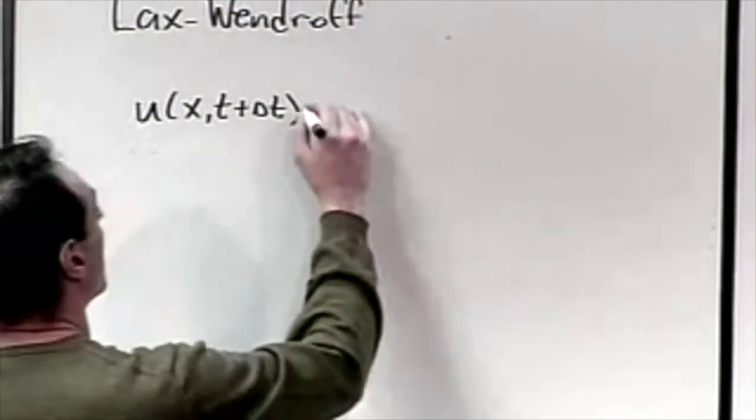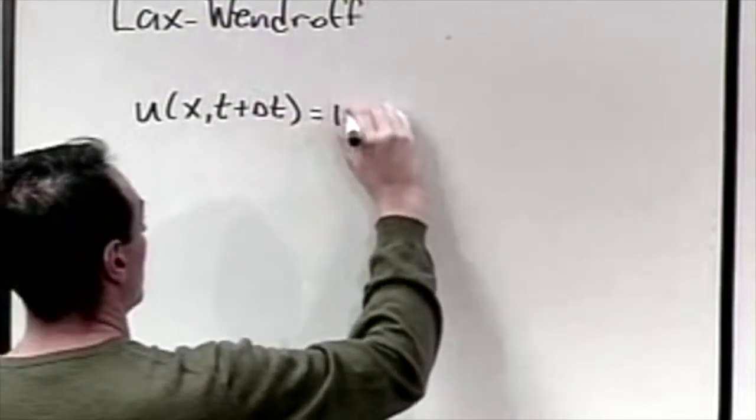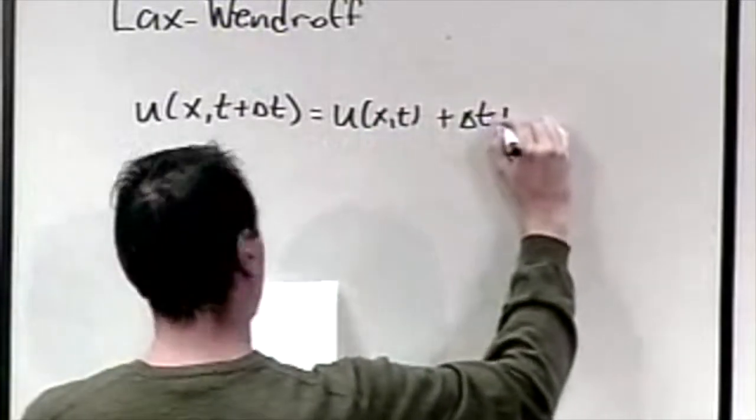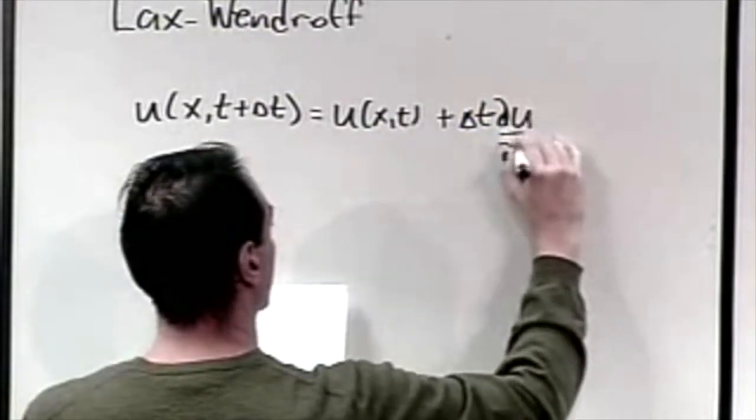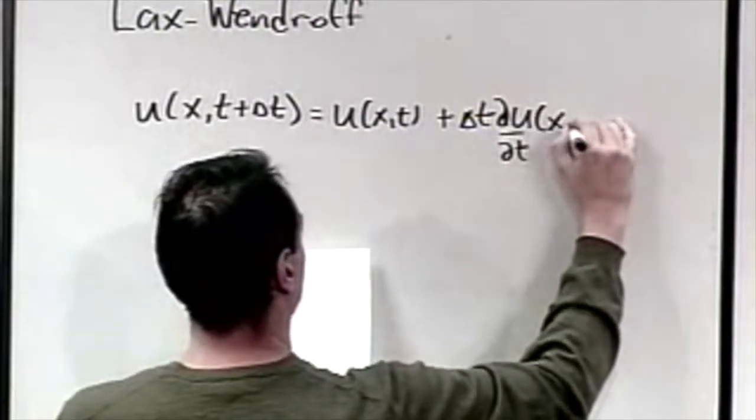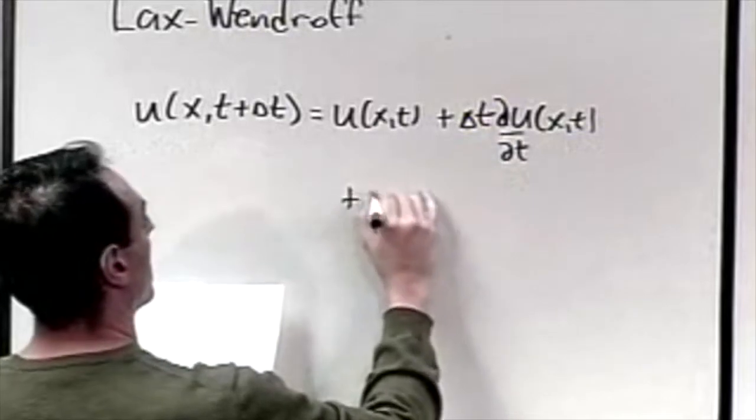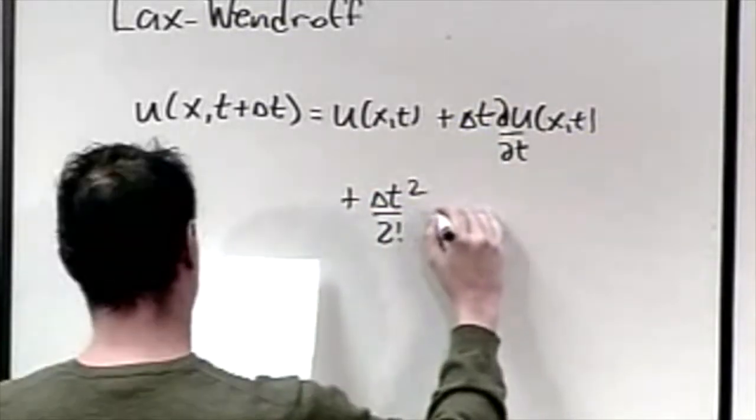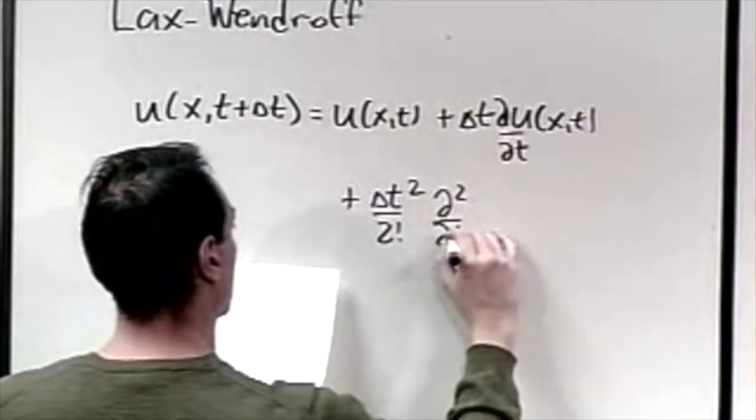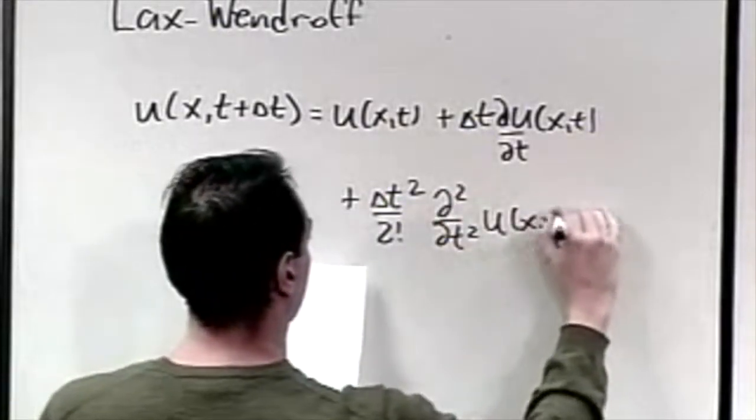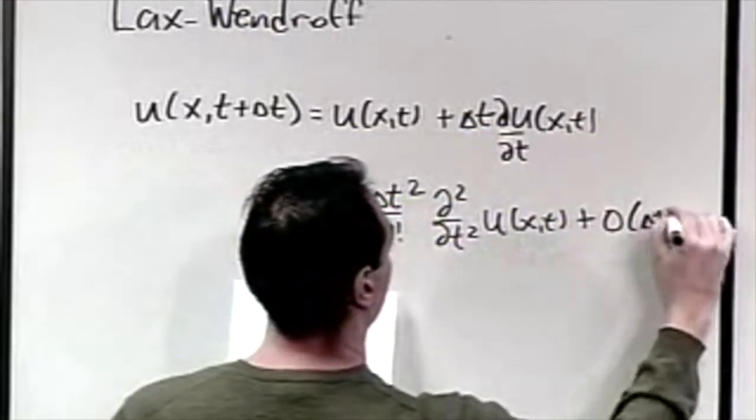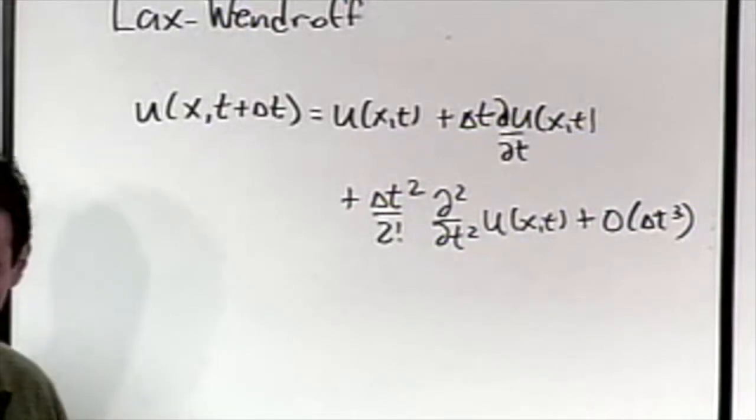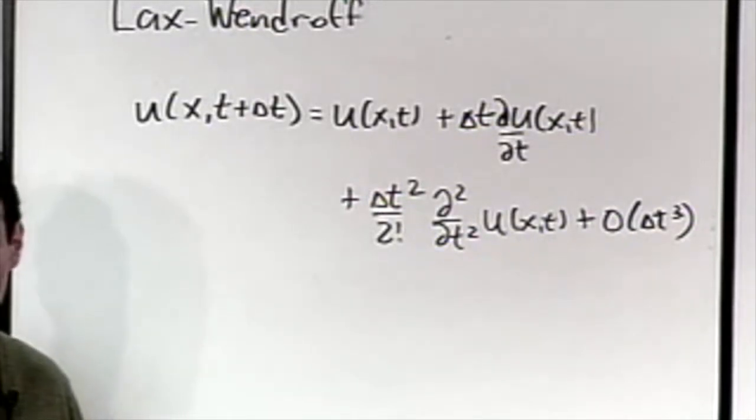So let's do it. If I expand around time t, I get u of x, t plus delta t times du/dt at x, t, plus delta t squared over 2 factorial, and so on. Let's ignore the higher order terms. That's just a Taylor expansion. I haven't done anything fancy.